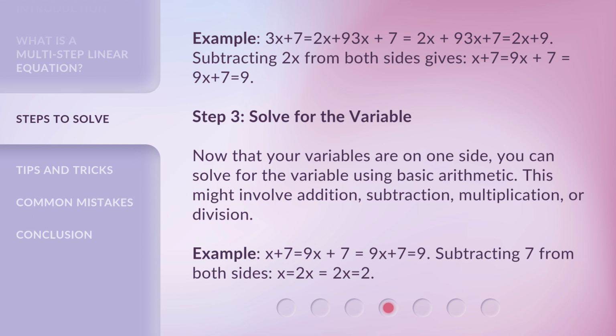Step 3. Solve for the variable. Now that your variables are on one side, you can solve for the variable using basic arithmetic. This might involve addition, subtraction, multiplication, or division. Example: x + 7 = 9. Subtracting 7 from both sides, x = 2.